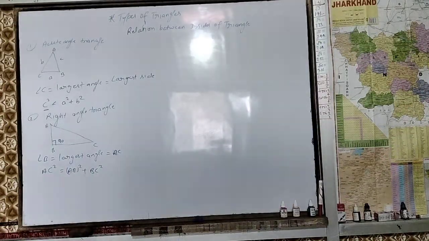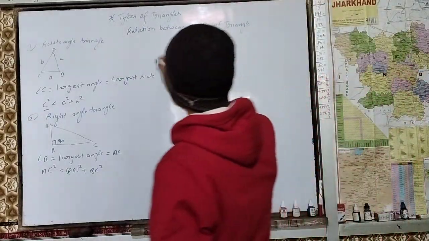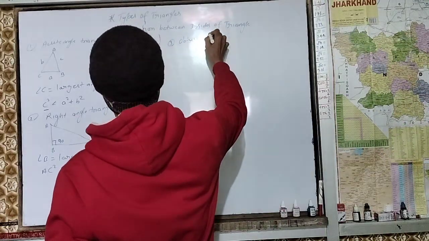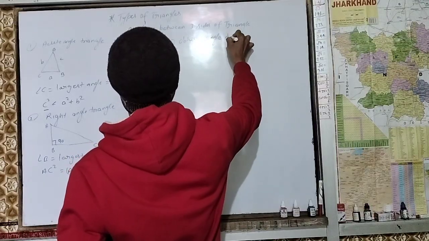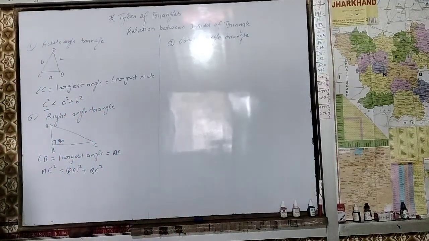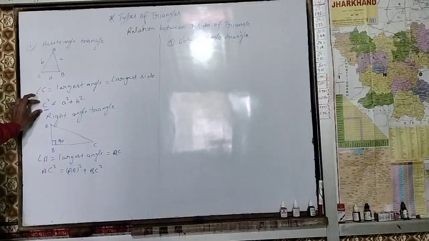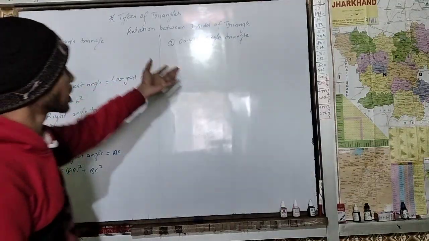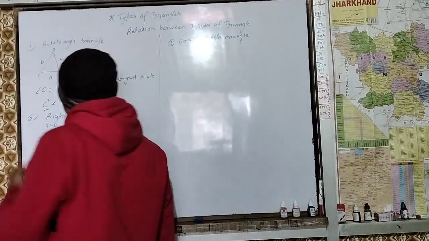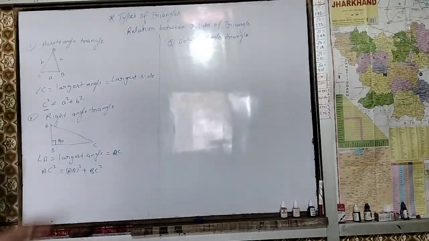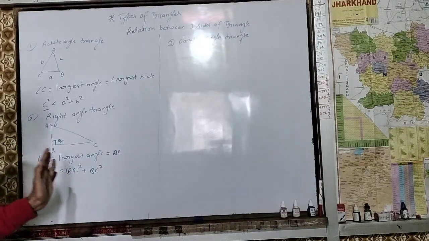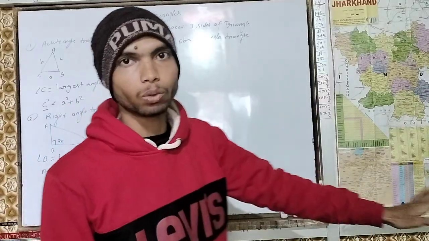Now when it comes to an obtuse angle triangle, what's the difference? In the case of acute, C was becoming less because acute is small, and obtuse is greater than 90. That is how you can remember. But 90 is a perpendicular, not less than 90, not greater than 90. That's why in this case C squared is equal to A squared plus B squared.